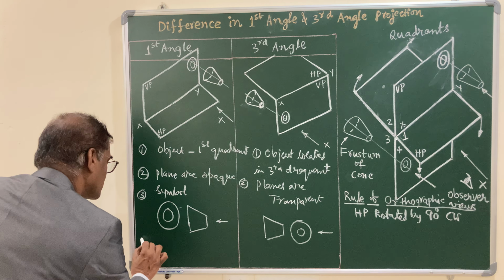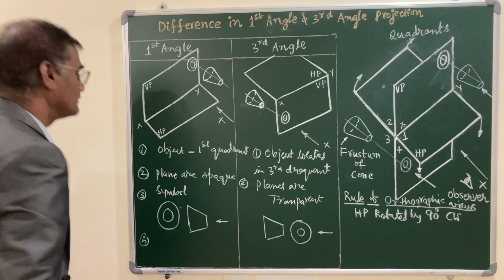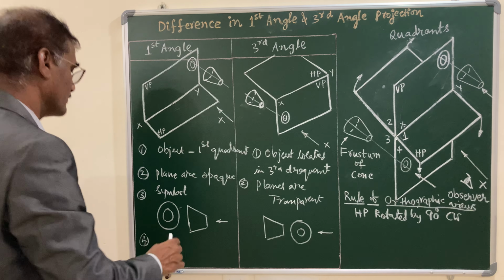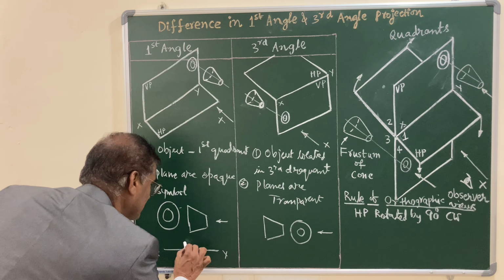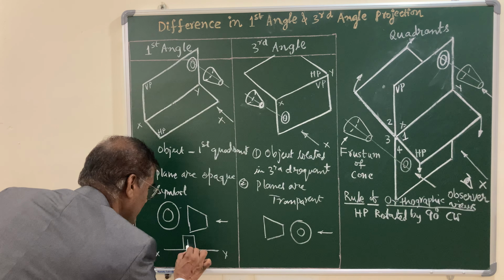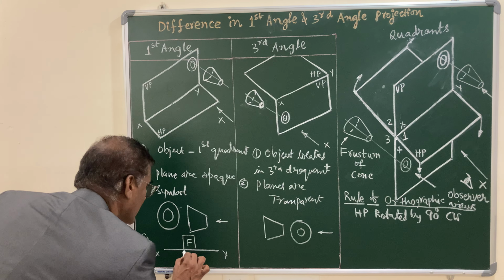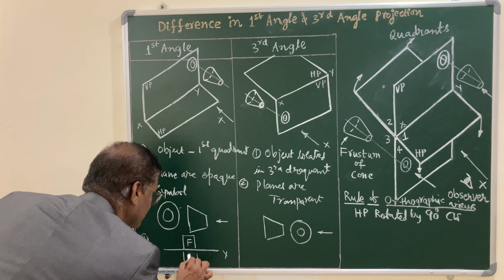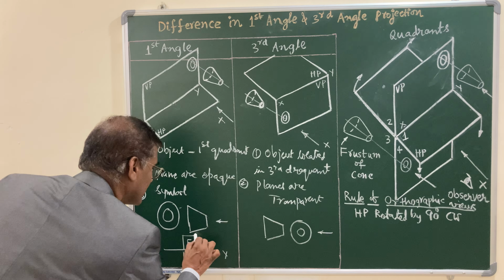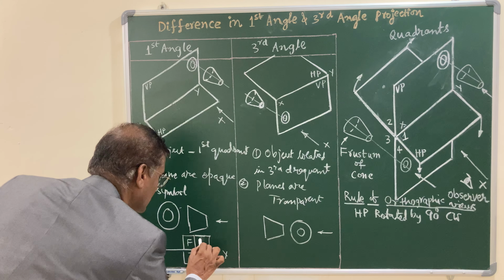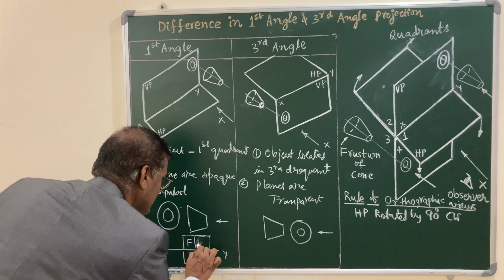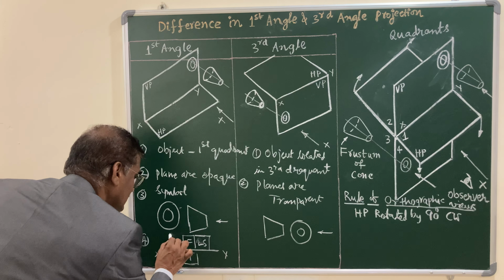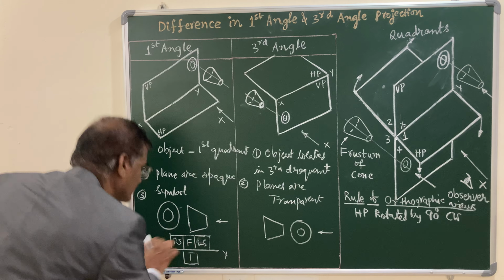And the last point you have to understand is the layout of the views. I am just drawing the layout of the views. Let us consider XY the reference line. Here above XY is the front view. I am writing it as F, and below that is the top view. I am mentioning it as T, and to the right of it you have the left side view. I am calling it LS, and to the left of it is the right side view.